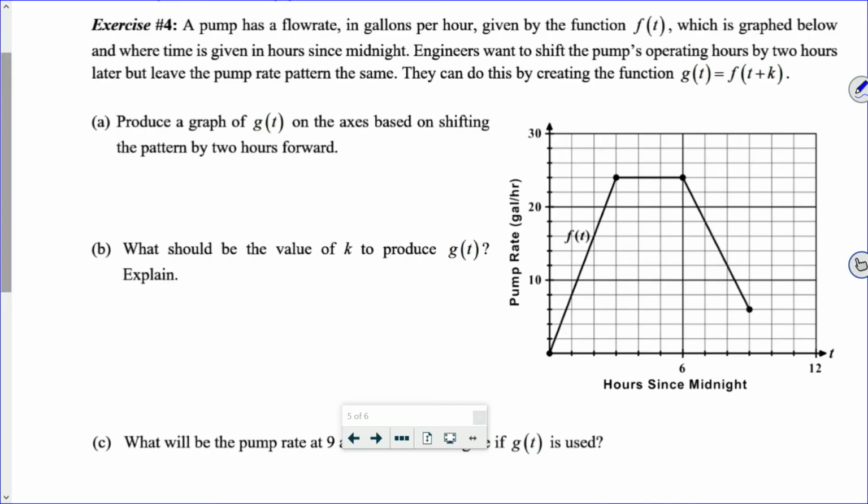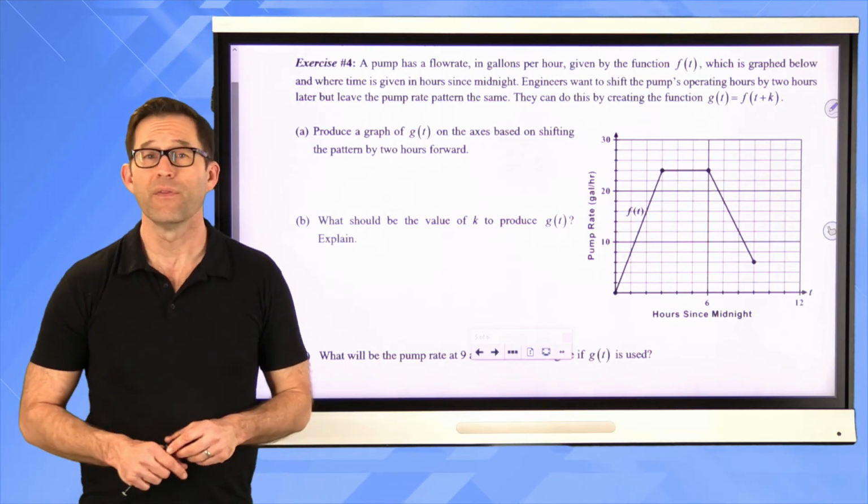A pump has a flow rate in gallons per hour given by the function f of t, which is graphed below, and where time is given in hours since midnight. Engineers want to shift the pump's operating hours by 2 hours later, but leave the pump rate pattern the same. They can do this by creating the function g of t equals f of t plus k. Letter A, produce a graph of g of t on the axes based on the shifting pattern by 2 hours forward. All right, that's simple, right?